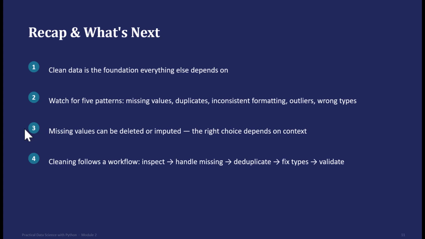As we said, let's recap and look at what's next. We have just talked about how clean data is the foundation. Everything else depends on it. And we need to watch out for five patterns: missing values, duplicates, inconsistent formatting, outliers, and wrong types. Missing values can be deleted or imputed, depending on whatever your case may be. The right choice depends on the context. So cleaning follows a workflow: inspect, handle missing values, duplicates, fix types, and validate. This is a loop. Okay, it's an iteration. So you have to go through it again and again and again.